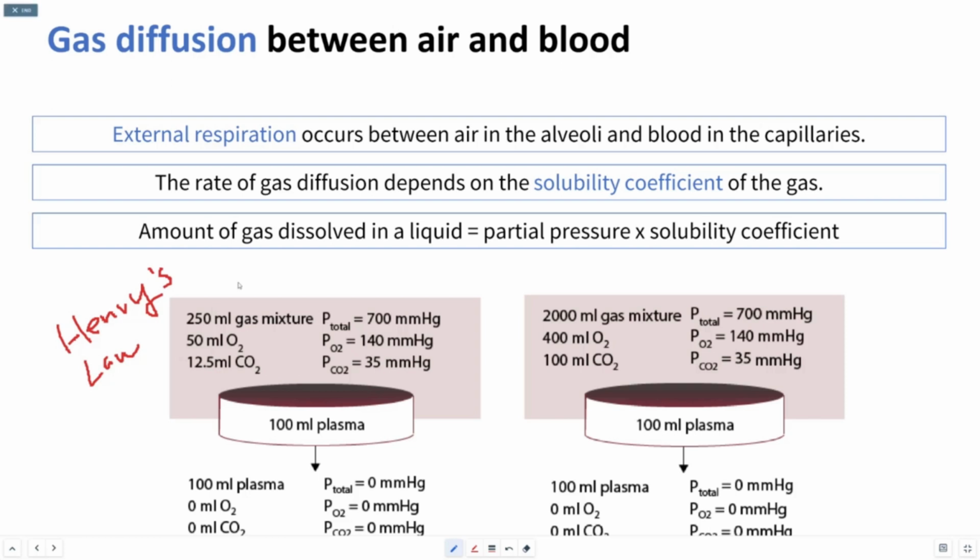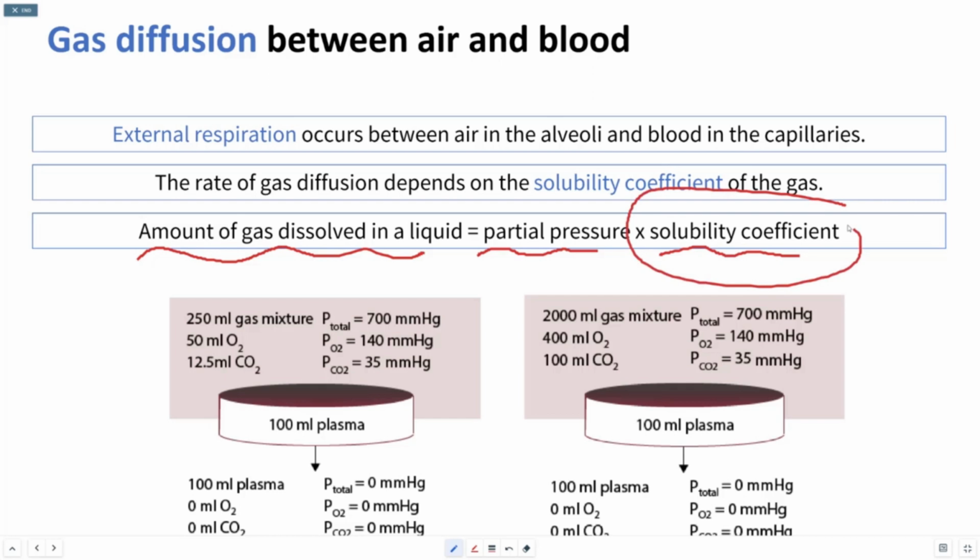So CO2 has a greater solubility than oxygen, which is also more soluble than nitrogen. Gases with a low solubility coefficient require a much larger partial pressure gradient to push the gas into the liquid. So the amount of gas dissolved in a liquid is equal to the partial pressure times the solubility coefficient. This value will be given to you if there are any calculations. The partial pressures of each gas inside a cell remain relatively constant except during extreme strenuous activities.